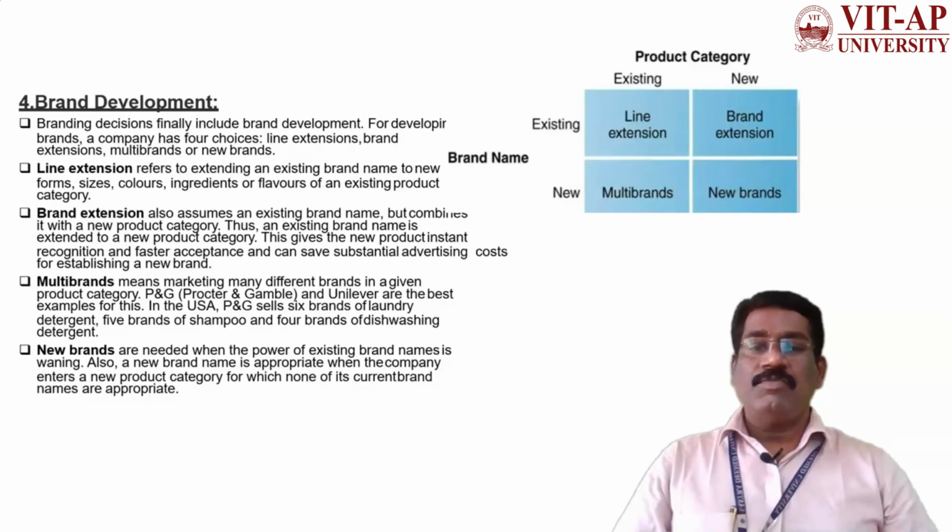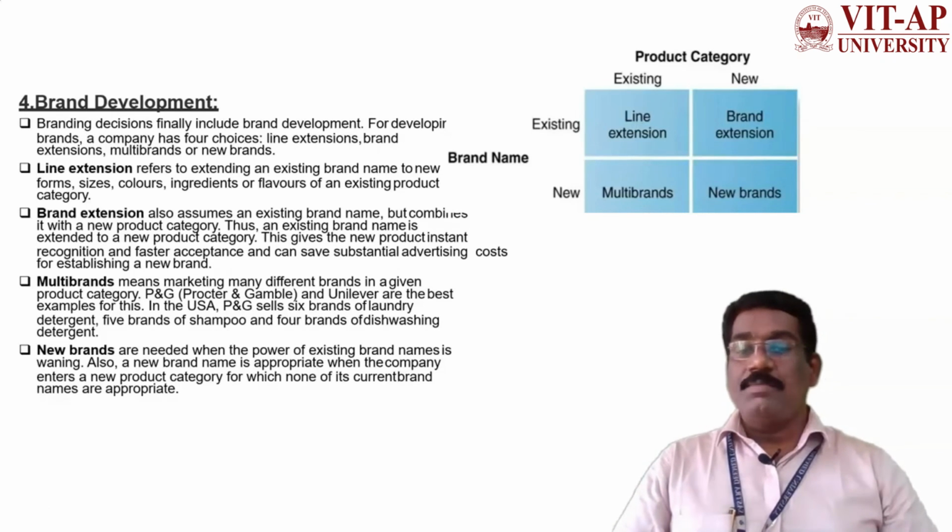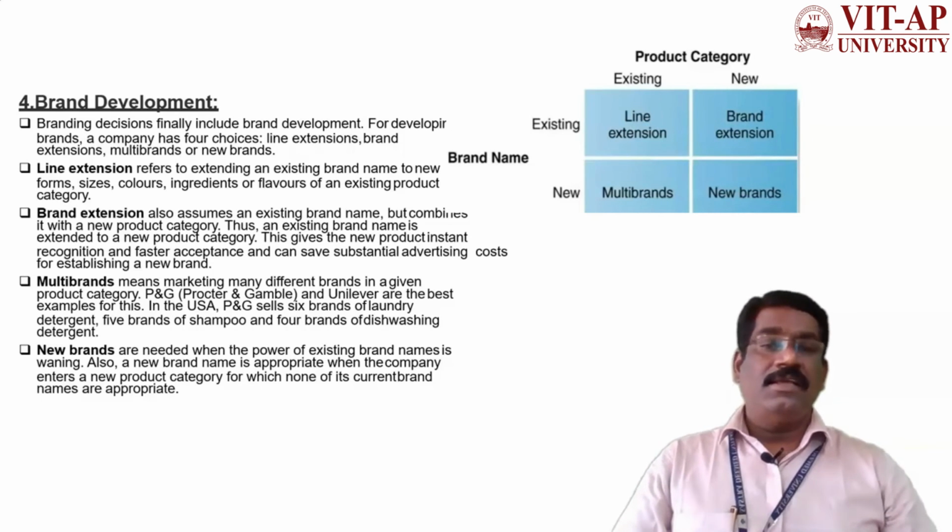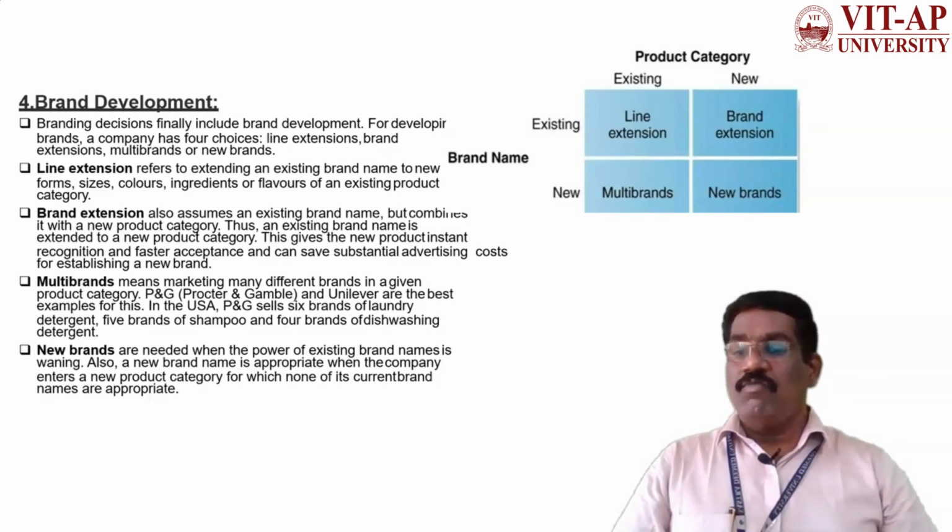Multi-brands means marketing many different brands in a given product category. For example, Procter & Gamble and Unilever are the best examples of this. In the USA, Procter & Gamble sells 6 brands of laundry detergent, 5 brands of shampoo, and 4 brands of dishwashing detergent. And the last quadrant is new brands. New brands are needed when the power of existing brand names is waning. Also, a new brand name is appropriate when a company enters a new product category for which none of its current brand names are appropriate.